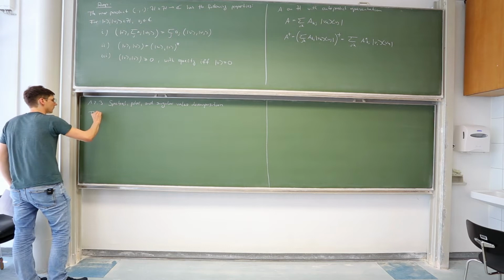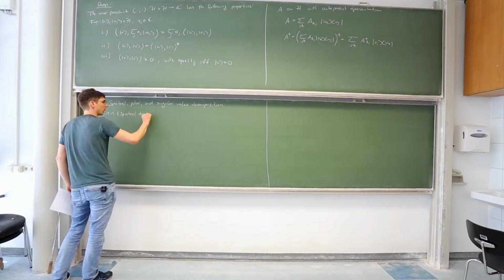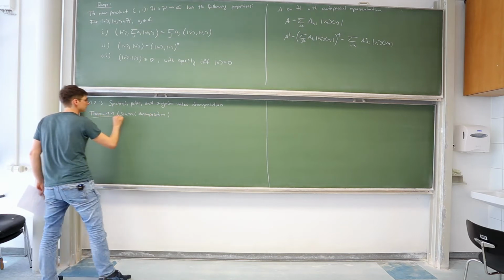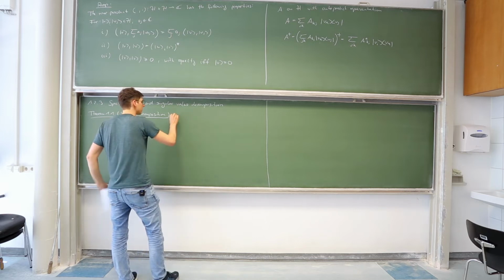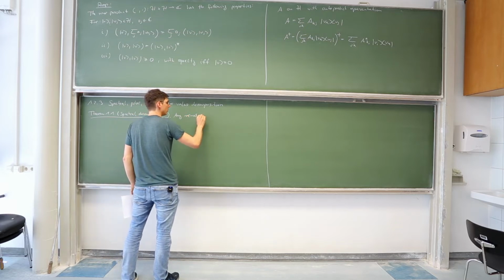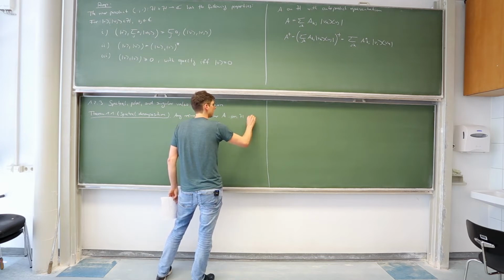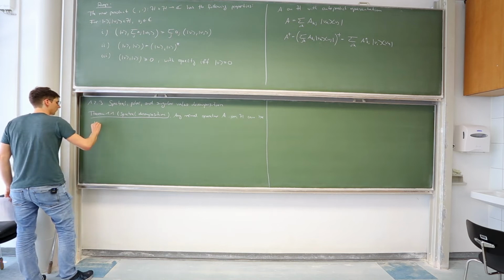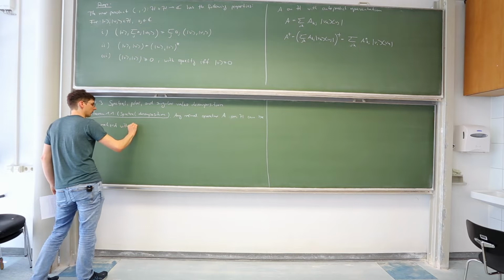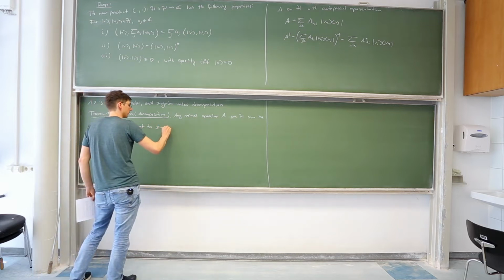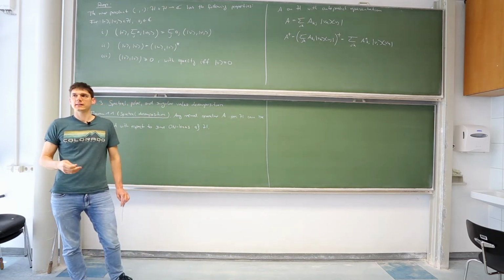And we start with a theorem. Our first theorem is called the spectral decomposition, and I guess you already heard about it. What it says is that any normal operator A on H can be diagonalized with respect to some ON basis. And conversely, every diagonalizable operator is normal.